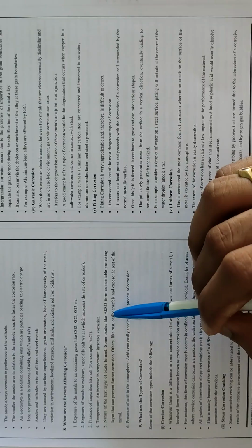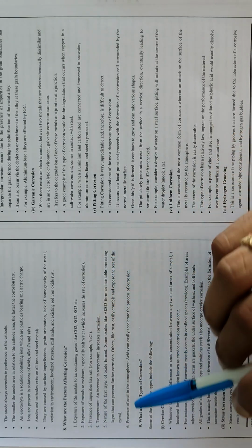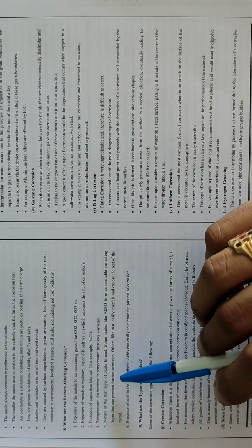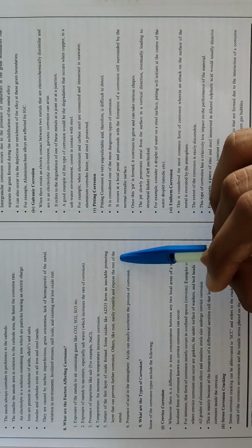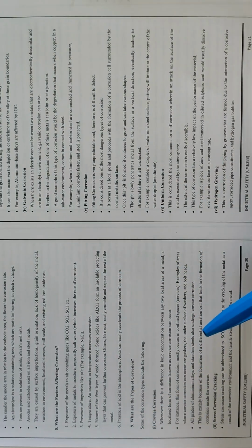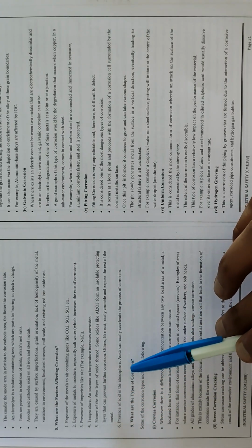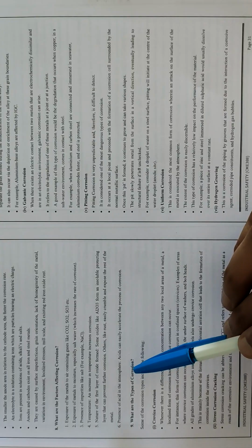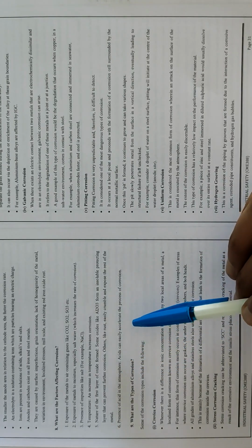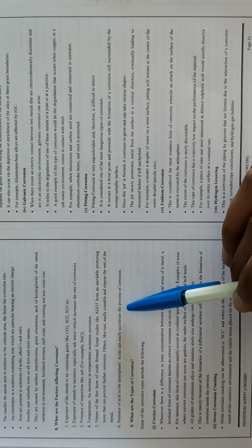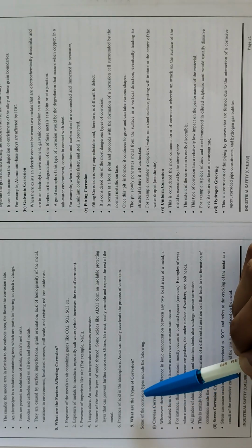Some oxides like Al2O3 form an insoluble protecting layer that can prevent further corrosion. Others, like rust, easily crumble and expose the rest of the metal. Presence of acid in the atmosphere: acids can easily accelerate the process of corrosion. What are the types of corrosion?